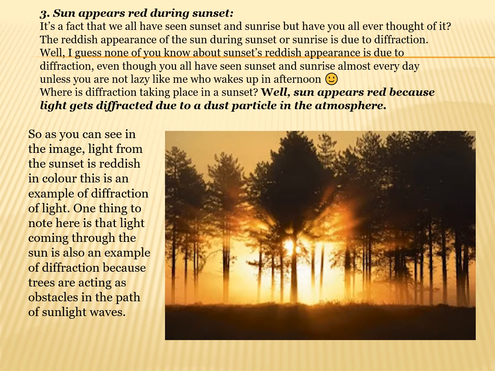So, as you can see in the image, light from the sunset is reddish in color and trees are acting as obstacles in the path of sunlight. From the basic definition of diffraction, we can see here the bending of a light ray near an obstacle, creating the color variation.